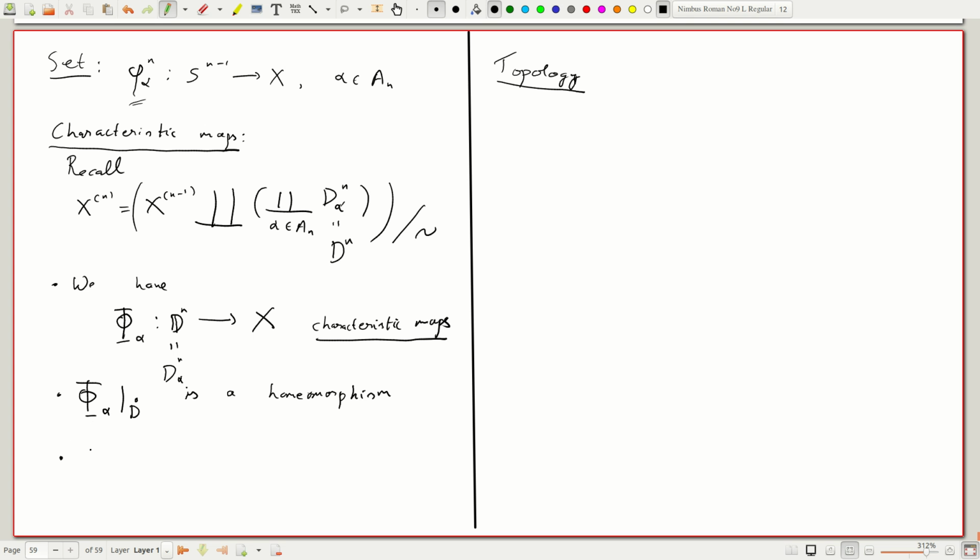So hence as a set, X is going to be the disjoint union over all n greater than or equal to 0 and alpha in A_n of the image under the map phi alpha of the interior of this disk. And here I emphasize, as a set. So every point is in the interior of a unique cell. This is a key property of cell complexes.